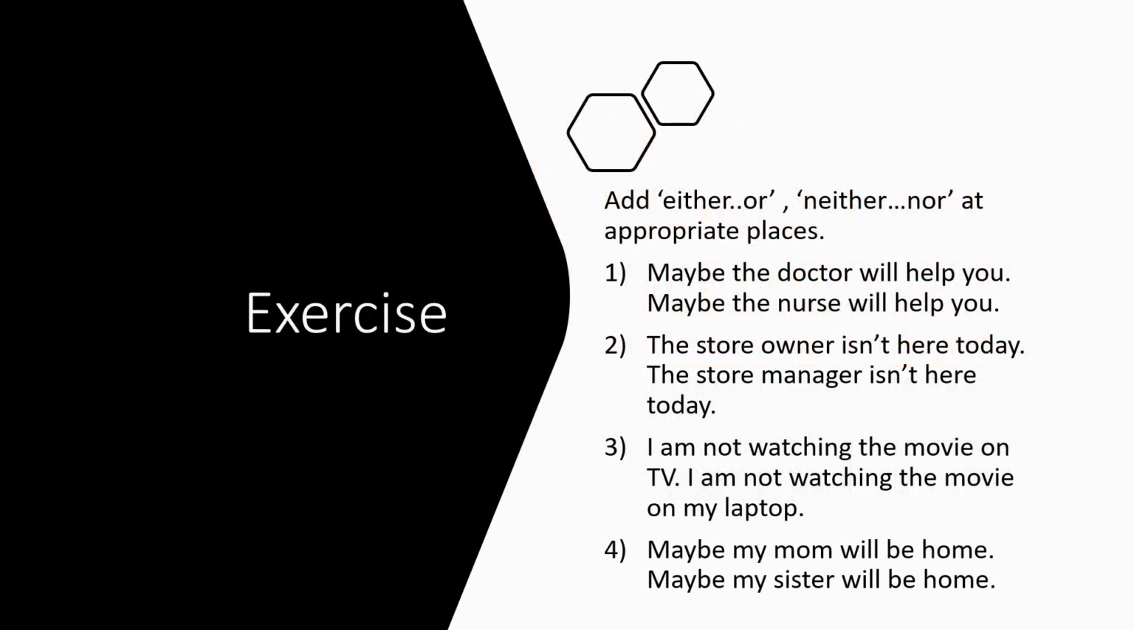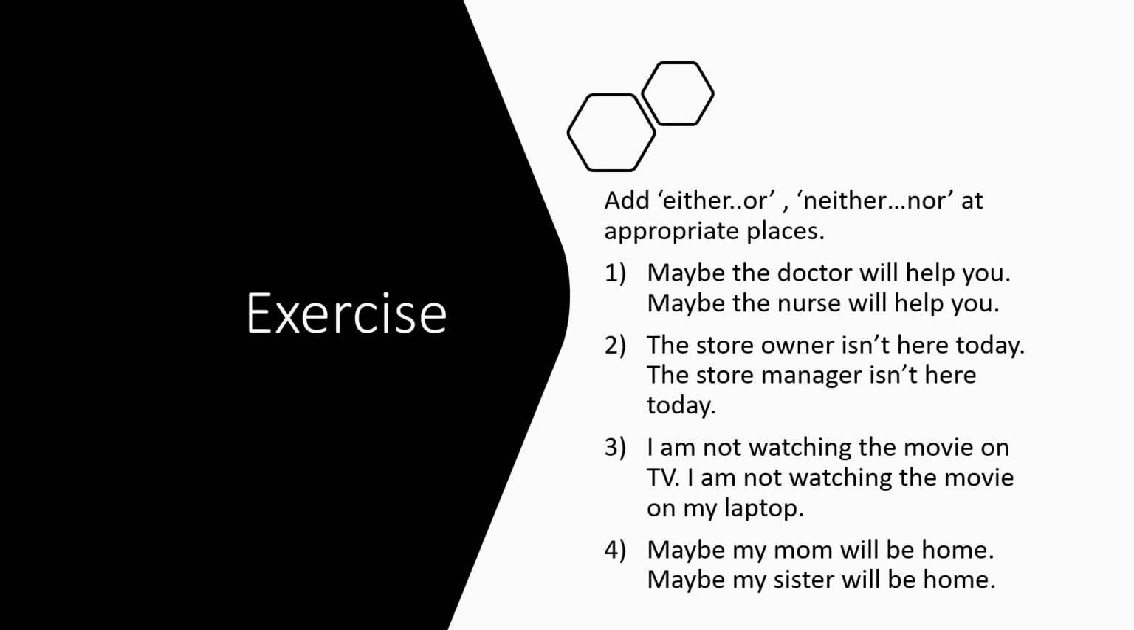Exercise. Add either or, neither nor at appropriate places. First, maybe the doctor will help you. Maybe the nurse will help you. The answer will be either the doctor or the nurse will help you. Second, the store owner isn't here today. The store manager isn't here today. The answer will be neither the store owner nor the store manager is here today.